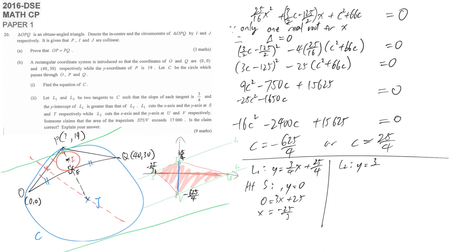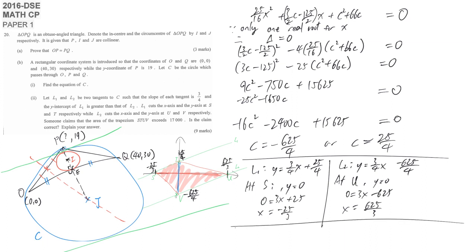L2 is y equal to 3 over 4 x minus 625 over 4. At point U, y equals 0, so x is equal to 625 over 3. Now to calculate the area, we get SU is equal to 625 over 3 plus 25 over 3, which is 650 over 3.